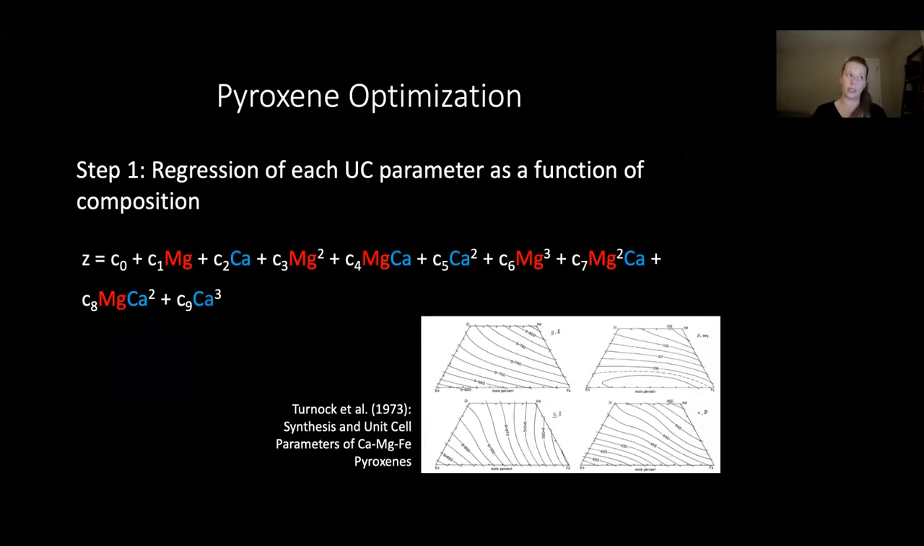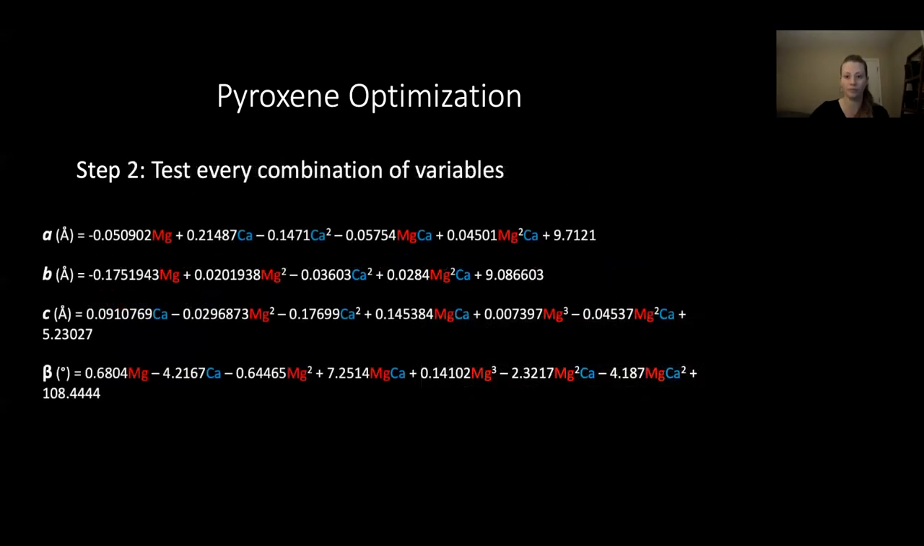As I said, this is best treated as an optimization routine, and the first step of which is doing a least squares regression of each of the unit cell parameters as a function of magnesium and calcium composition. The functional form I started with was that of Turnock et al.'s paper in 1973, in which they did a really nice job of characterizing the chemical and unit cell parameter space with synthetic pyroxenes. Next, I tested every permutation of Turnock's equations in order to find the best fit for each of the unit cell parameters, and found that none of the unit cell edges required all of the terms in Turnock's equation. So we could simplify that a little bit.